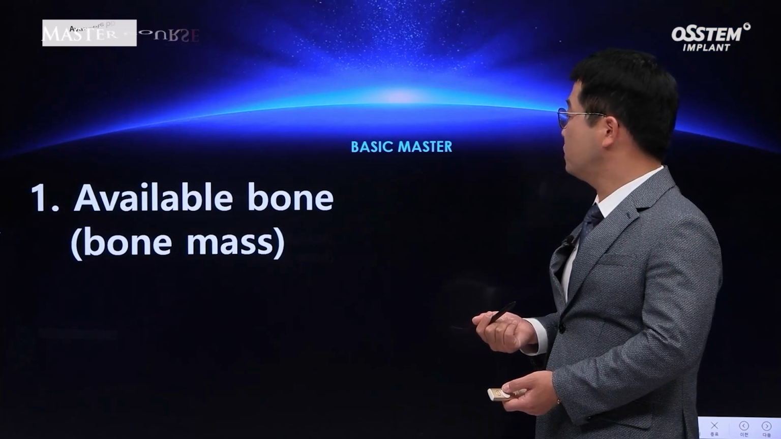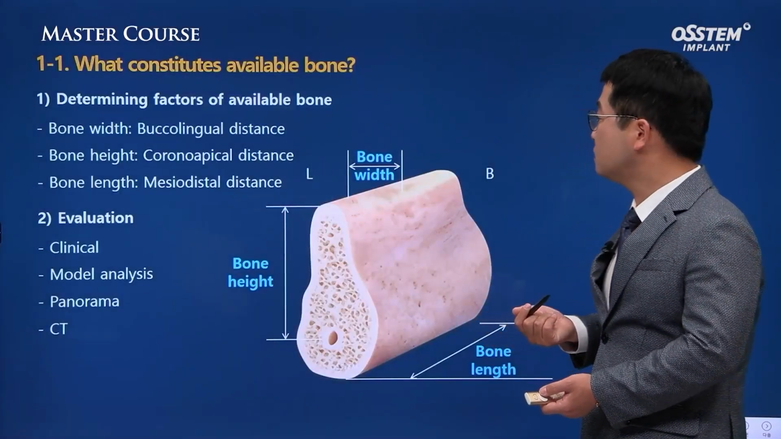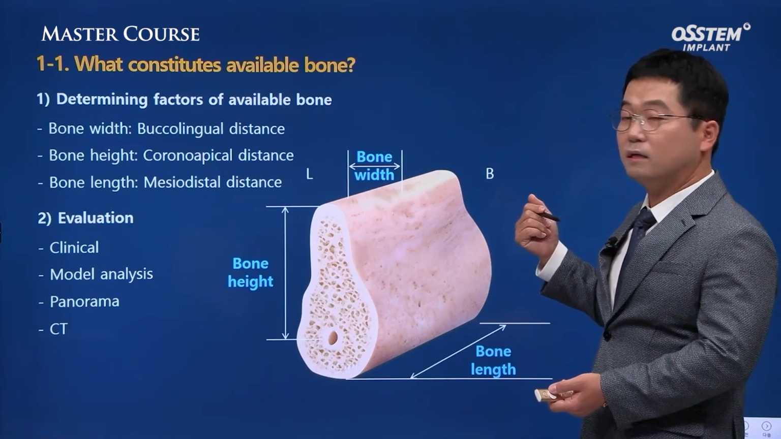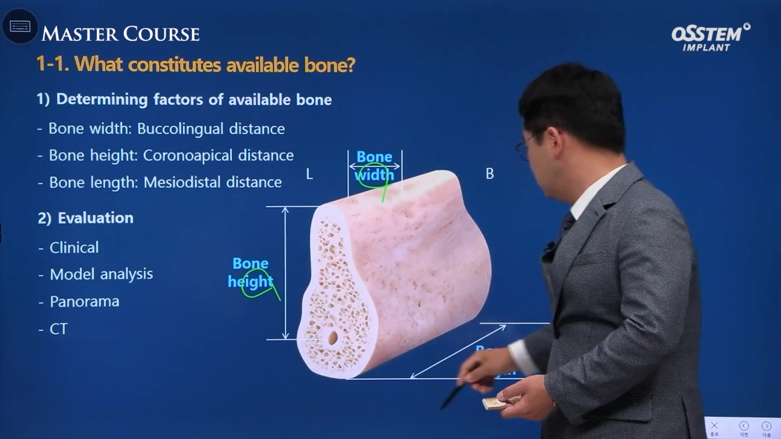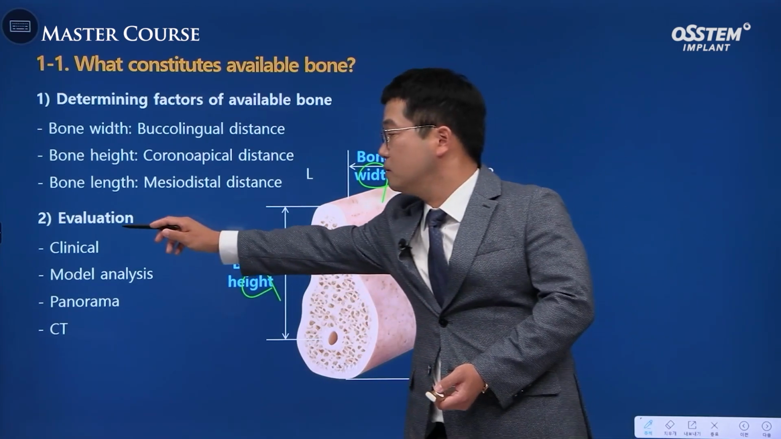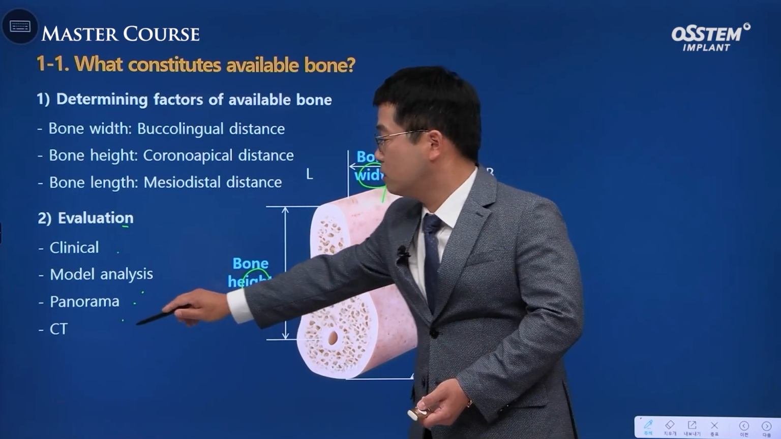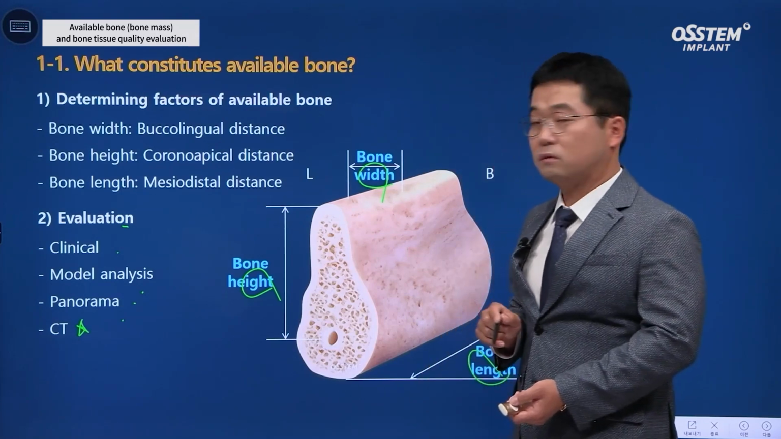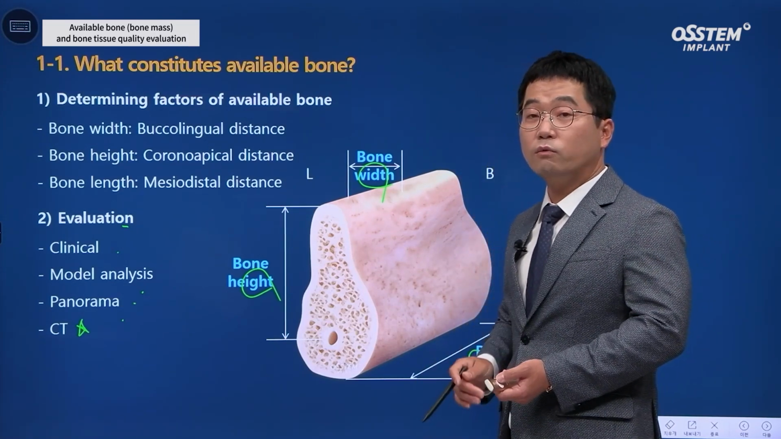First is about available bone. We can look at this from three different perspectives. First, width, height, and length. Clinical model analysis, panorama, CT. These are the ways we use to evaluate available bone. We primarily use CT these days. Using CT, we can evaluate available bone.